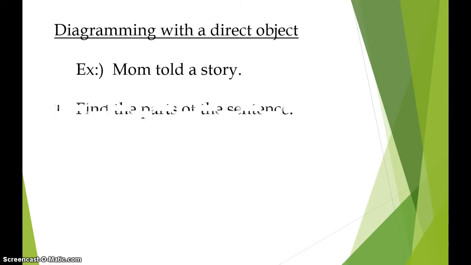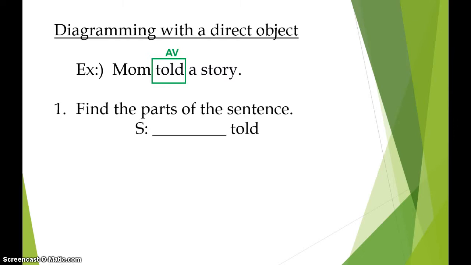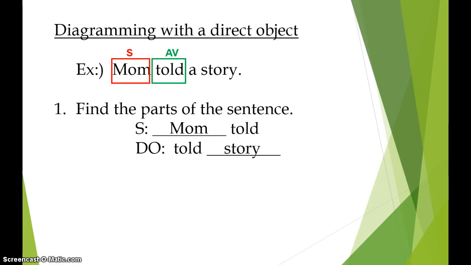So let's look at how to diagram a sentence with a direct object. Our example sentence is, Mom told a story. We're first going to find the parts of the sentence. We will start with the verb, which in this sentence is told. Told is an action verb, so we will label it AV. Next, we find the subject, who or what told, and the answer is Mom, which is a noun. So we're going to box Mom in red and label it S for the function. Again, the question to find the direct object is told whom or what. The answer in the sentence is story. Story is a noun. So again, we will box it in red and label it DO.